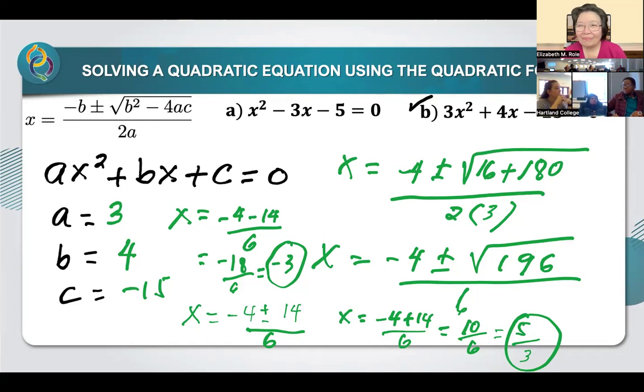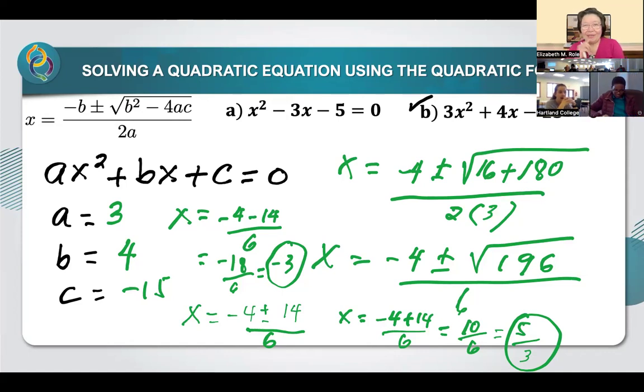You get negative 18 over 6, and 18 divided by 6 is 3. I left it as 18 over 6. All right, if you're able to divide, then do that. Or you can simplify 10 over 6 to 5 over 3, because there's a common factor of 2 between 10 and 6. Divide 10 by 2 and 6 by 2, so you get 5 over 3. Try your very best that your final answer is the simplest answer.